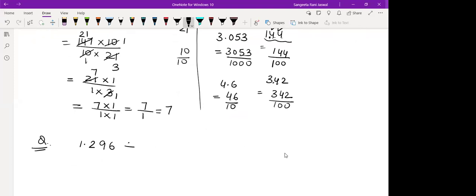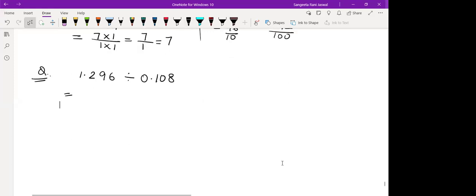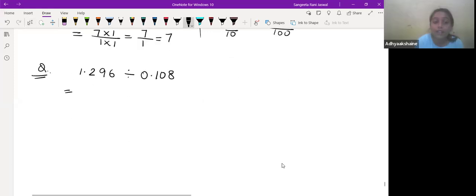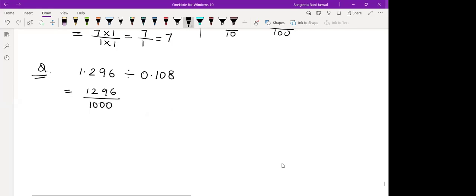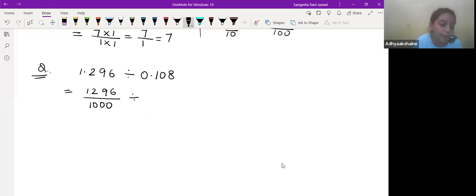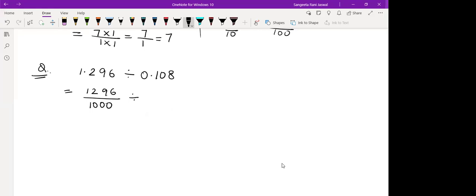1.296 divided by 0.108. Okay. Now, how will you write the fraction? Tell me the fraction form of this. Quickly, the class time is over. This is the last question we are doing. Tell me the fraction. 1296 by 1000. Okay. Your mic is so well working now. Yes, ma'am. I joined in another laptop, ma'am. In my dad's laptop. Okay.